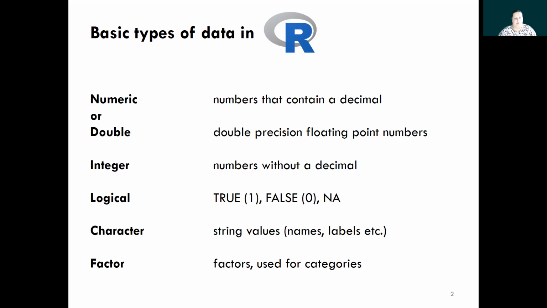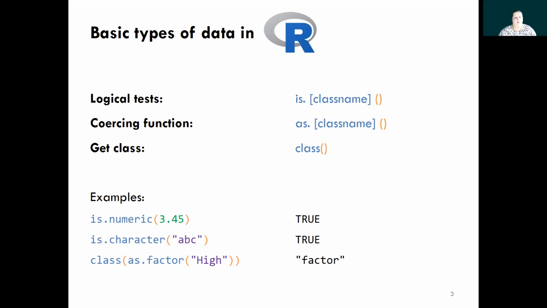There is another data type, which is character, which usually includes string values, something like names and labels. And then there is the data type factor, which includes the factors, or in other words, the categories of your data. To check the type of your data, you can either use a logical test, which is something like is.numeric or is.character, or you can use the function class, which will just give you the class. So the output is a little bit different. In the logical test, you would just get either TRUE or FALSE, or if you use class, you would get the actual name of the class, which I will show in a second.